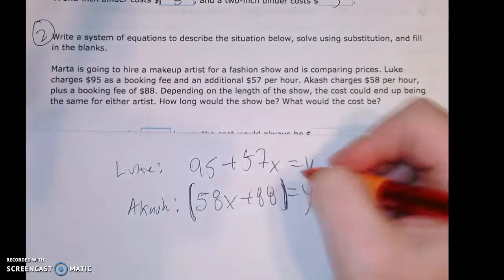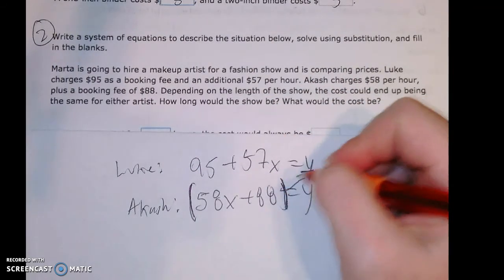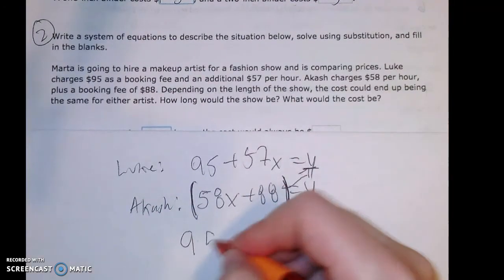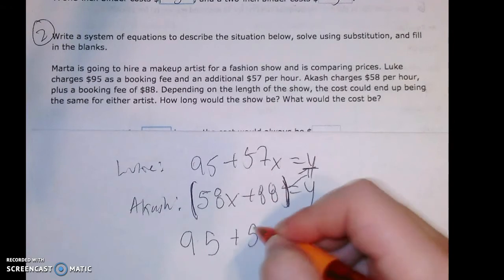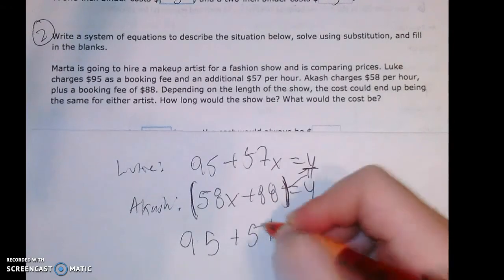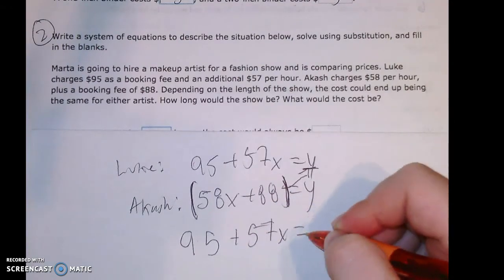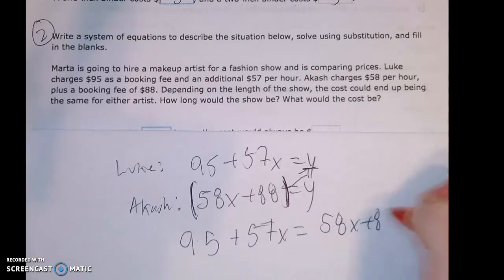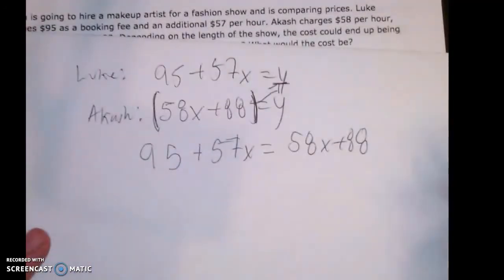So instead of y here, I can substitute in 58x plus 88. So I'm going to set it up. This is 8th grade math. 95 plus 57x. Sorry, this is 7. Equals y, which is 58x plus 88. These numbers look big, sorry, but no big deal for us.